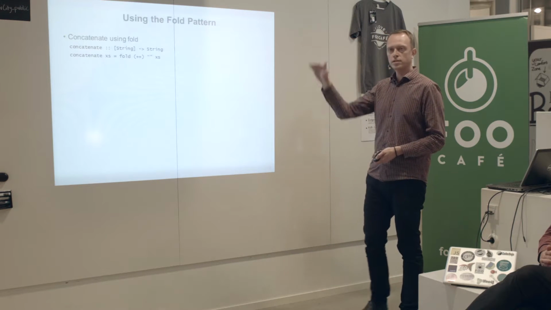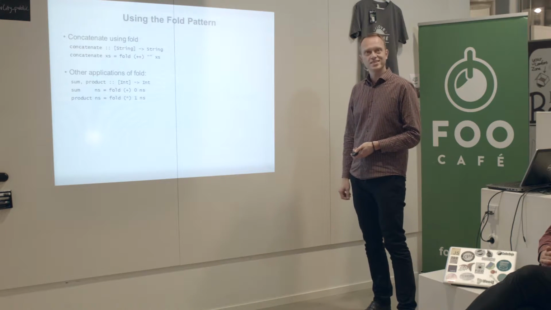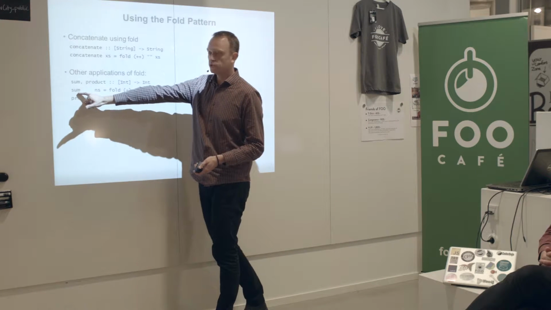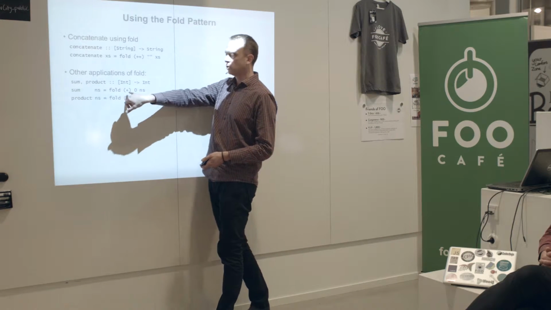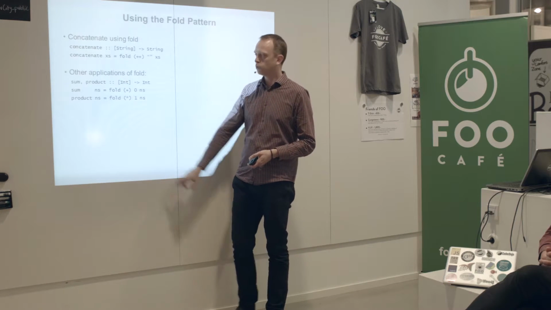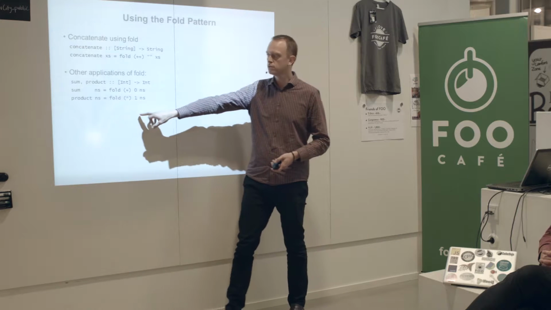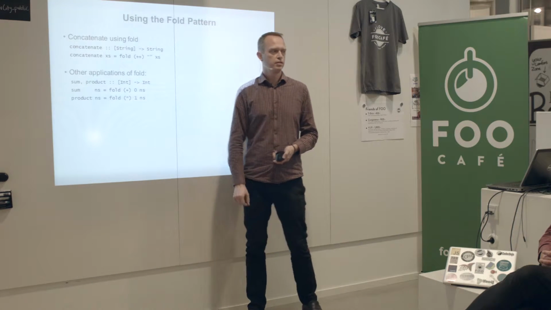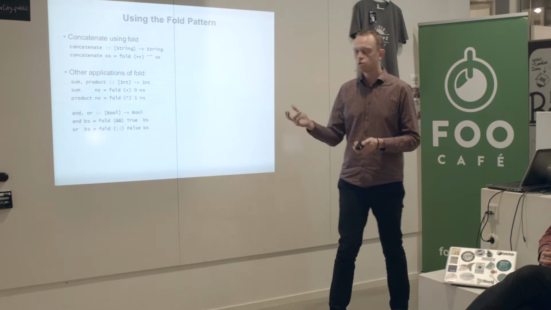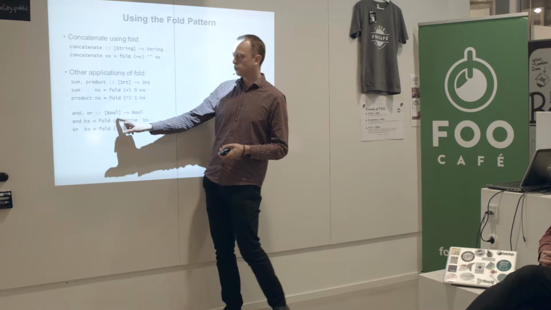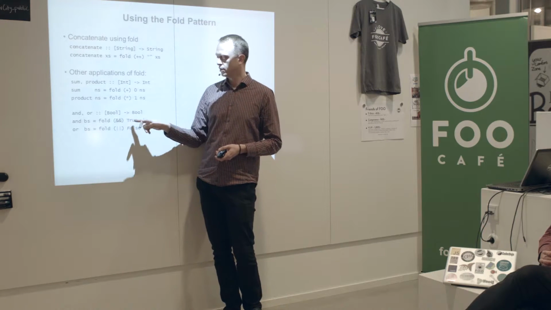But we can also use this on a lot of other types. For instance, sum ints can be implemented like this as well. If we want to do sum on a list of values, we use the plus operation, 0 as the base case. If we want to do a product, multiply all the values, we pass the multiplication operator and 1 as the base case. Or we could do this on booleans. If we want to do AND on a list of booleans, we can use the AND operator and true as the base case.